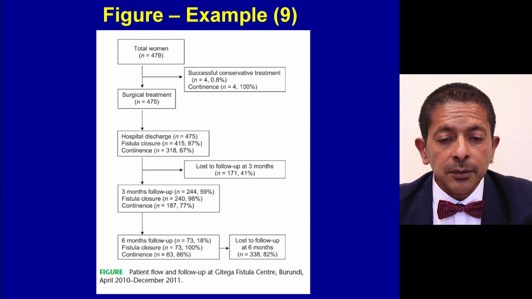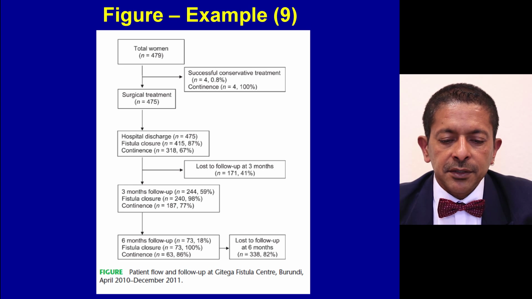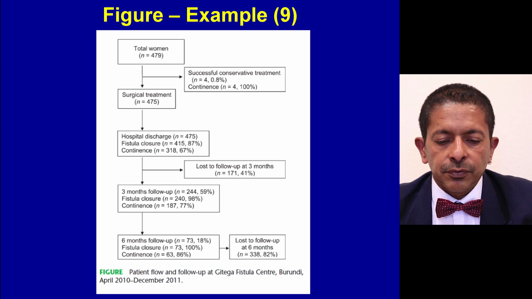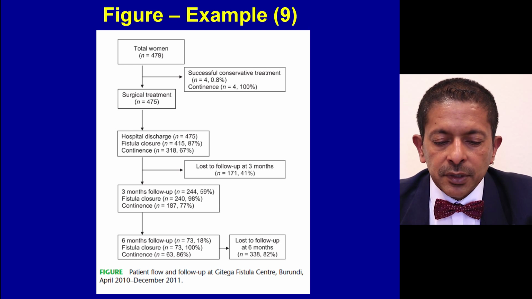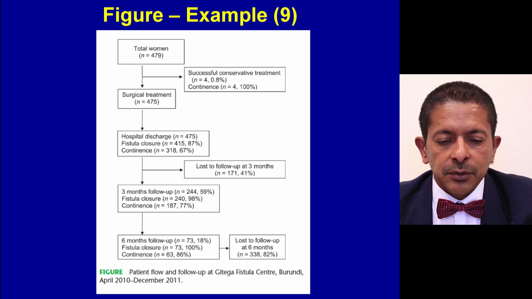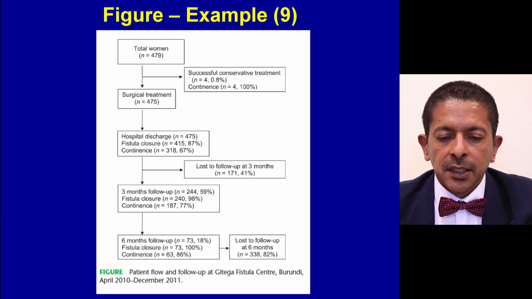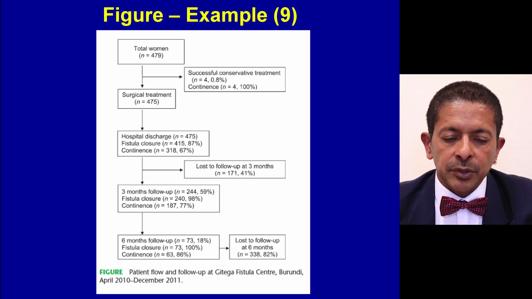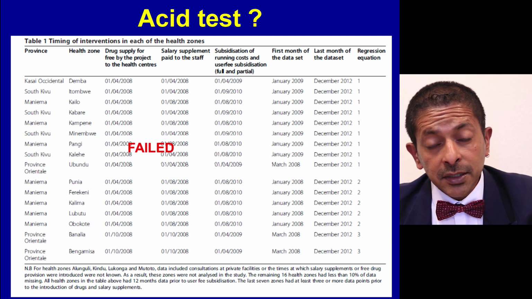And this is a flowchart, which is another kind of figure. This is very useful to show patient flow and losses to follow up. So this is really about patient flow and follow up at the Gitega Fistula Center, Burundi, April 2010 to December 2011. And as you go down the flow chart, you see people are lost to follow up, and you can get follow up data for 3 months, 6 months, and so on and so forth. Those are some of the examples.